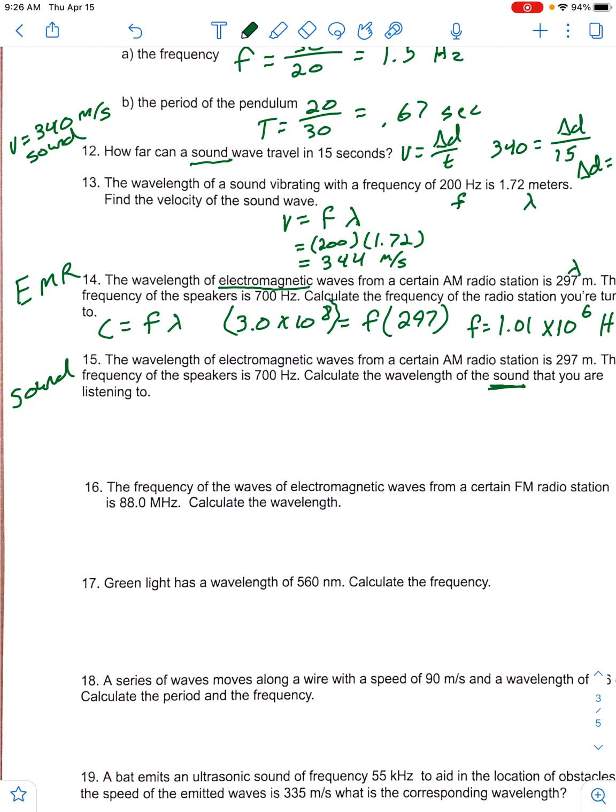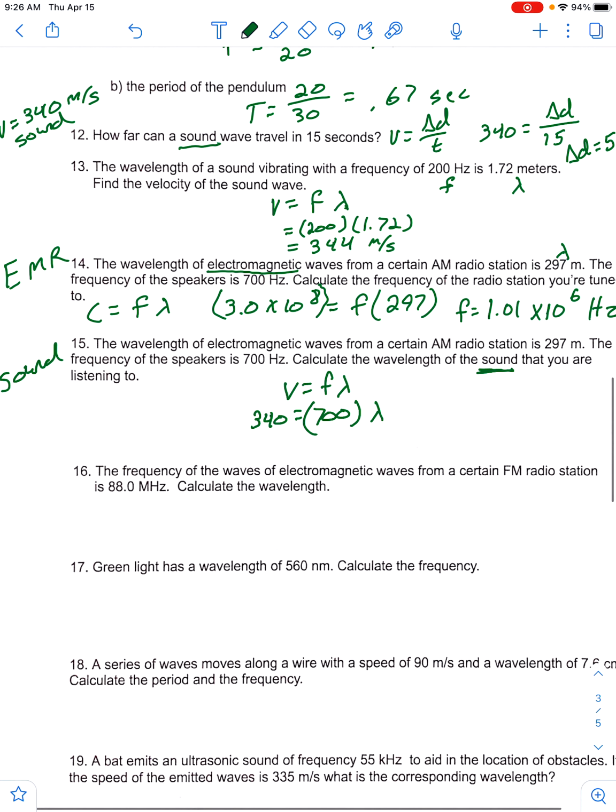This is where I'm going to do my V equals frequency times wavelength. Remember, the speed of sound is 340. My frequency is 700 hertz. Wavelength I don't know, so that's what I'm looking for, and I'll leave it as that. Take that 340 and divide it by 700, and you should get a wavelength of 0.49 meters.